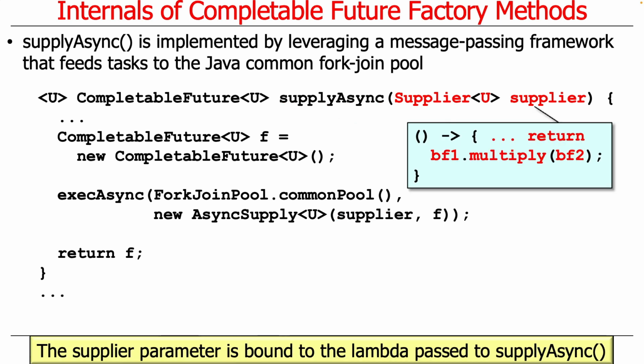So let's take a look at some of these things. First, this is what the supplier maps to for our particular example. This is the one where we're going to pass in that supplier lambda that multiplies two big fractions together. So it's bound, which is the fancy way of saying the lambda expression is bound to this parameter.